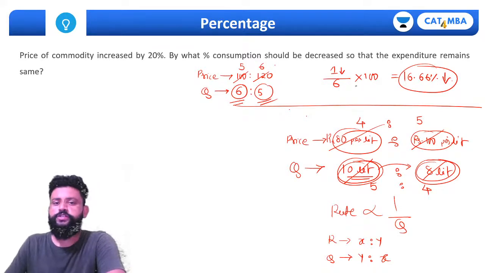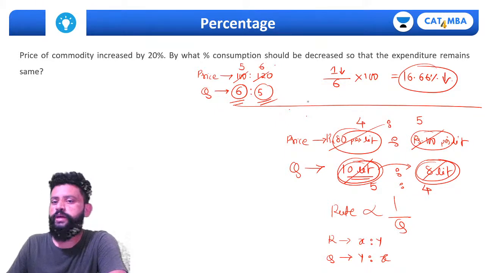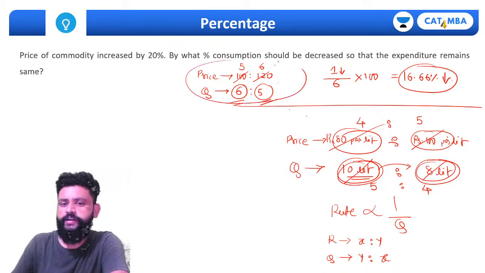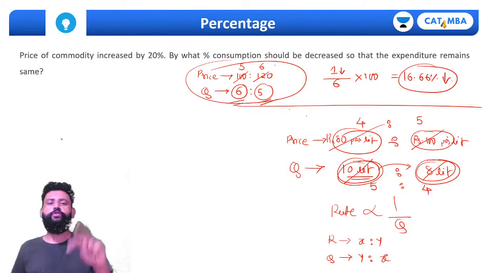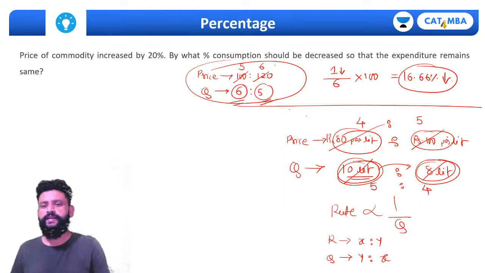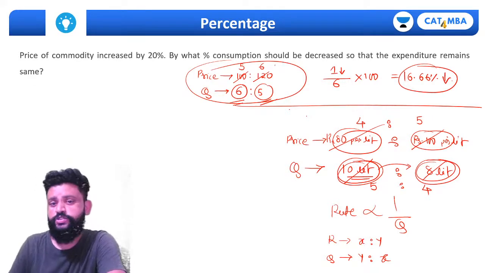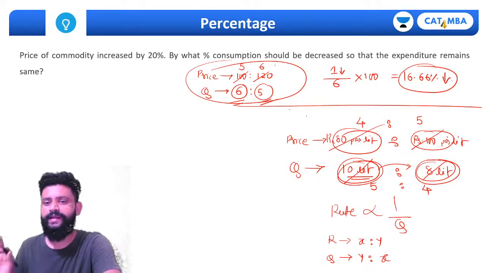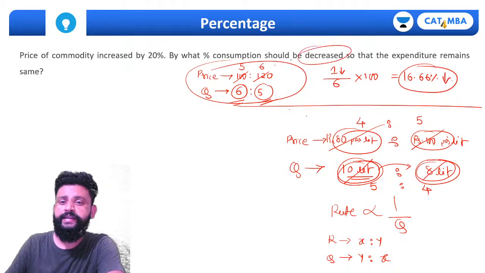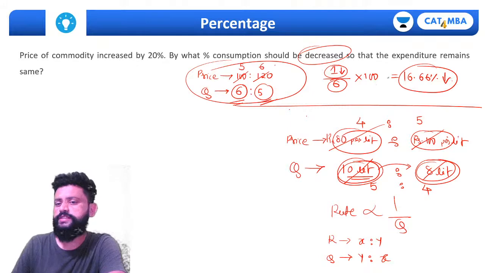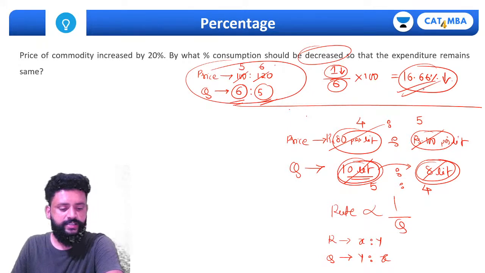Right? Hopefully all of you understood this part. Let me know in the comment section if you have any doubt related to this method. This is the easiest way to do it, because we don't even have to write the ratio like this. I can simply take the reverse of that. The price ratio is 5:6, so the quantity should be in the ratio 6:5. That means earlier it was 6 units, now you have to make it 5 units. That is, the decrease in consumption will be 1 compared to 6, it is going to be 16.66%.